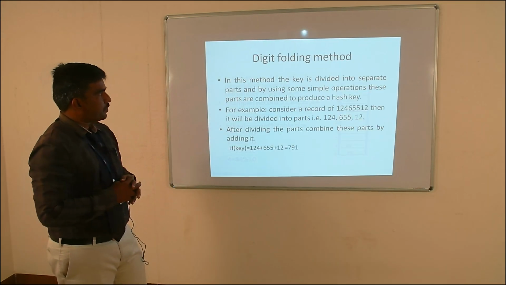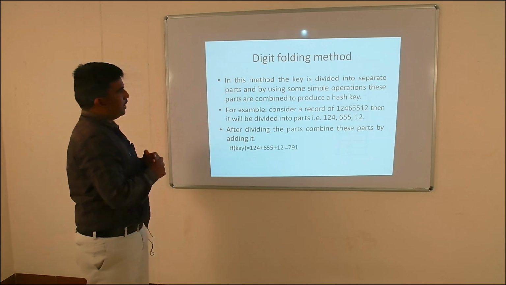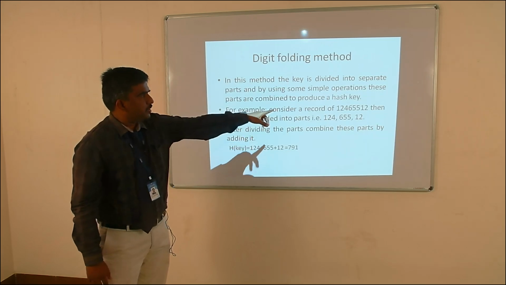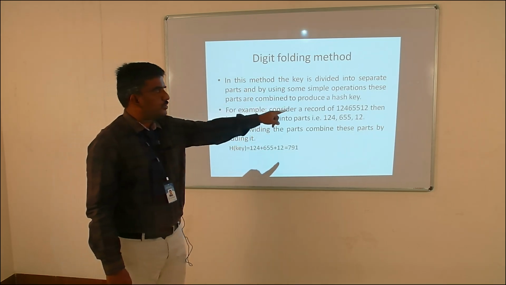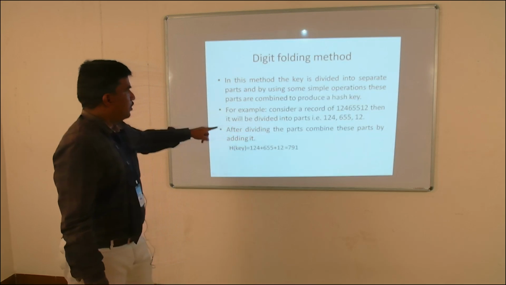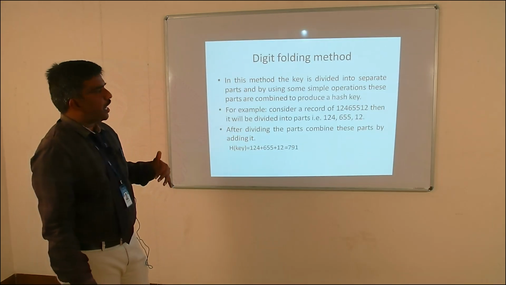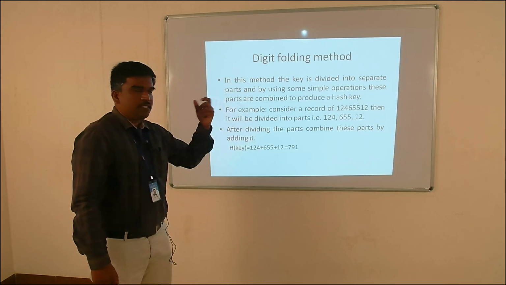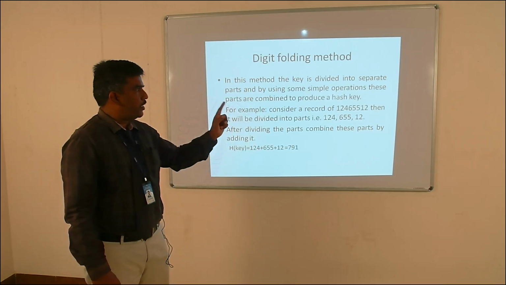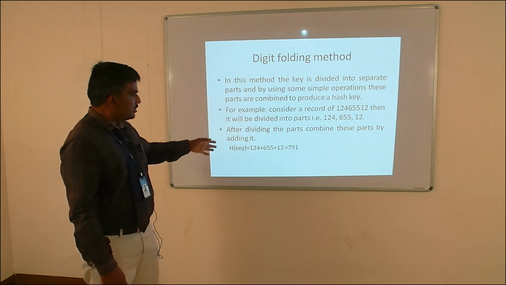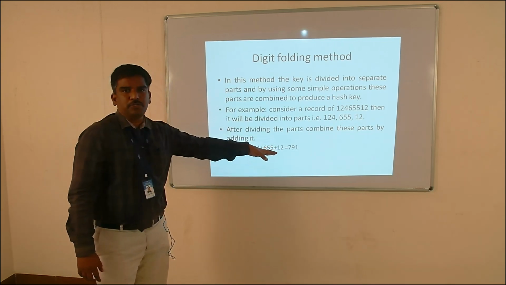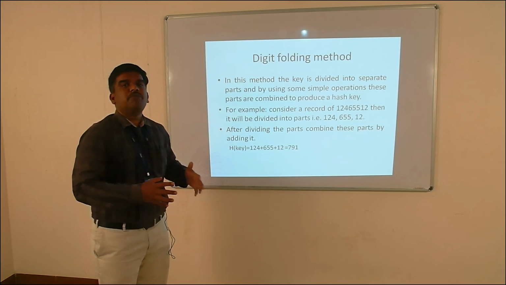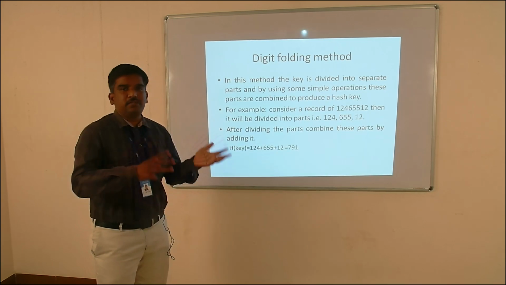Next, the digit folding method. We can also come directly to the example. You can see the record value 1, 2, 4, 6, 5, 5 and 1, 2. Here we have to split the numbers: 1, 2, 4 is one part, 6, 5, 5 is another part, and 1, 2 is another part. These are added, and the resulting value will be the index value. Like that, the values will be stored. This is how the hash table will be formulated using three different techniques.